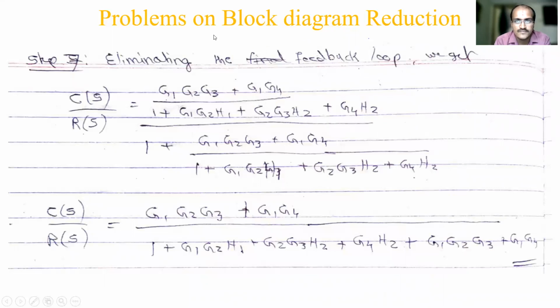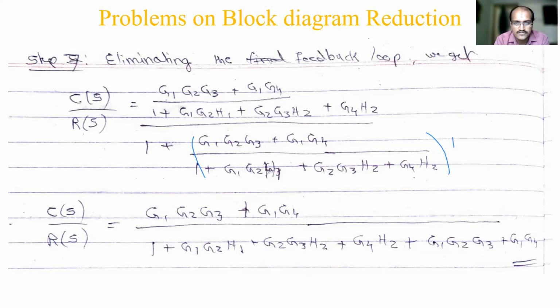So this is the final step, eliminating the final feedback loop we get. So this is G1 plus G1, G2, G3 plus G1, G4 divided by 1 plus G1, G2, H1 plus G2, G3, H2 plus G4, H2. So 1 plus, then again you are writing the G, the same as whatever you have written in the numerator, and 1, and then H part is not there, it is 1. That's why it is not written. Okay. So now just take the LCM and simplify.